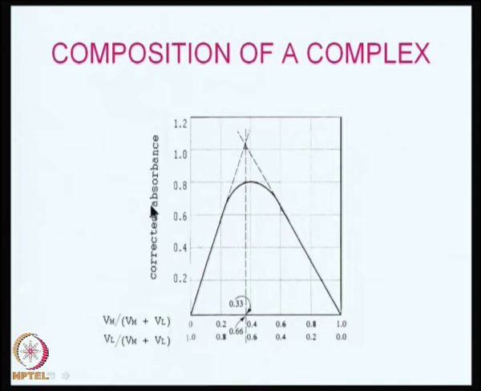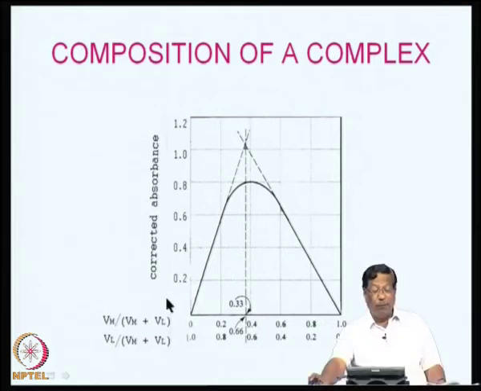So, you can correct the absorbance to the volume of the reagents, that is Vm and Vl, where Vm represents metal and Vl represents the ligand. The absorbance can be corrected for the volume changes, and then you plot absorbance versus mole fraction, and you would end up with a curve something like this. Here in this case it is approximately 0.5 and 0.33.